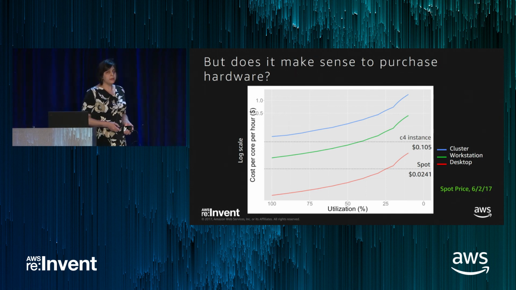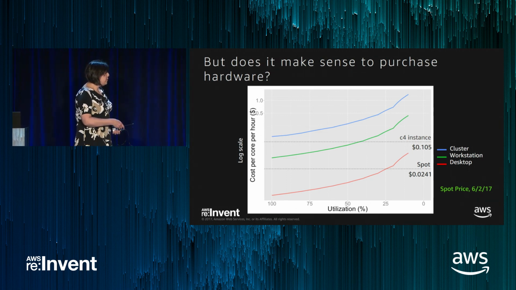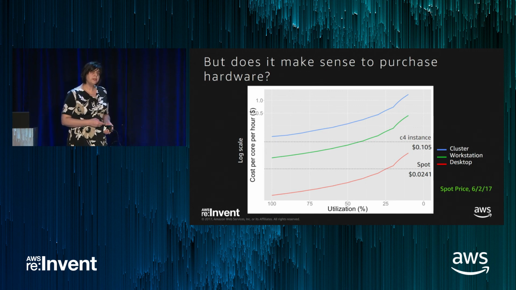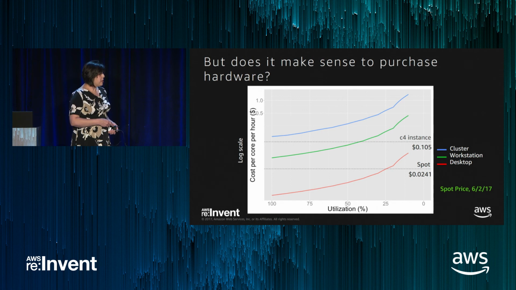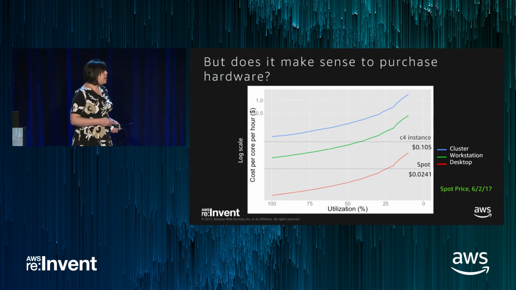Here on the x-axis is utilization, going from 100% utilization to 0% utilization. And on the y-axis is the cost per core per hour in log scale. So you've got 3 lines here: on the top is the cluster, in the middle, the green one, is the workstation line, and the bottom is the desktop line. And what you can see here is that there are 2 horizontal lines. The bottom one is the cost for spot pricing from last June, because it doesn't vary by utilization. And the somewhat higher line is the cost for a C4 instance on demand.